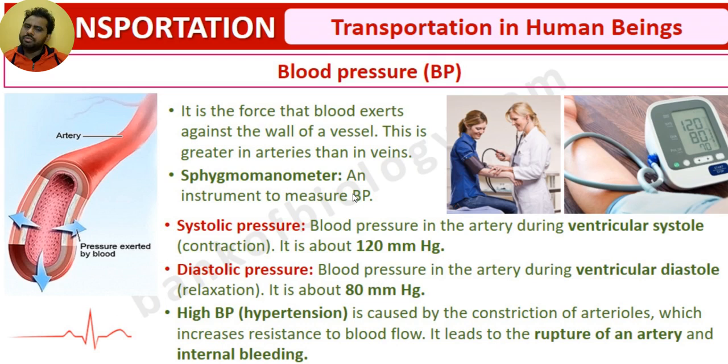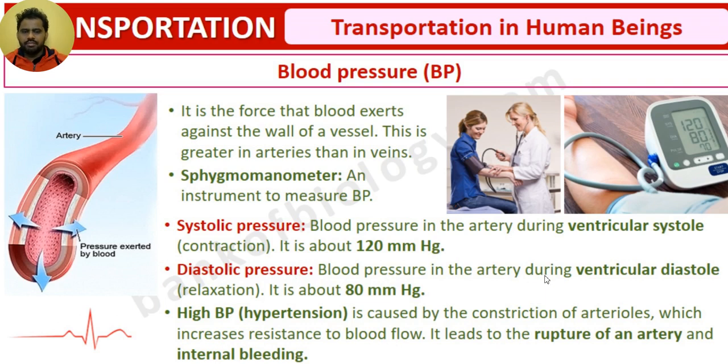An instrument to measure BP is a sphygmomanometer. Now what does it measure? It measures systolic pressure and diastolic pressure. Systolic pressure is the blood pressure in the artery during the ventricular systole, that is the contraction. It is about 120 mm of mercury.